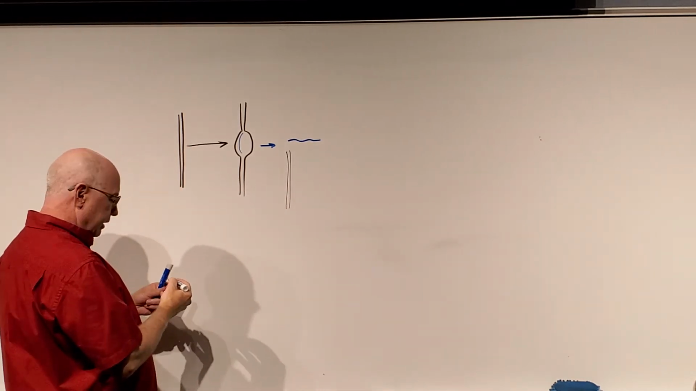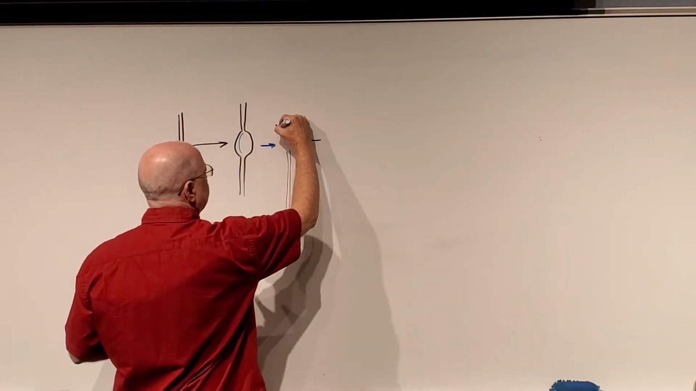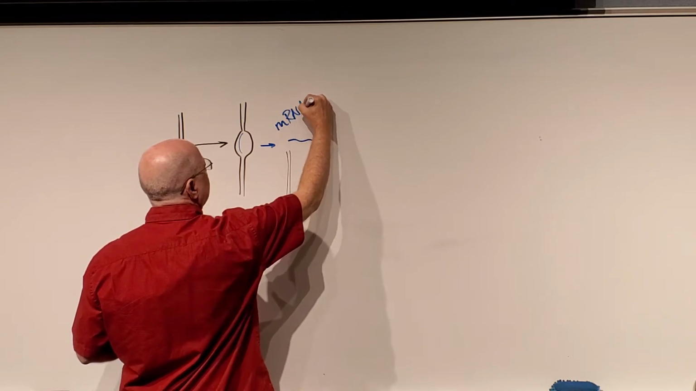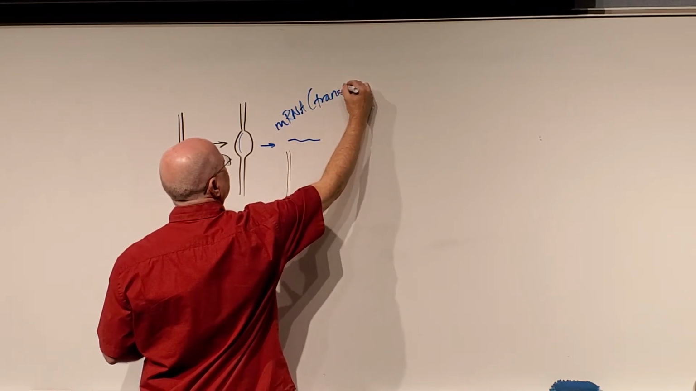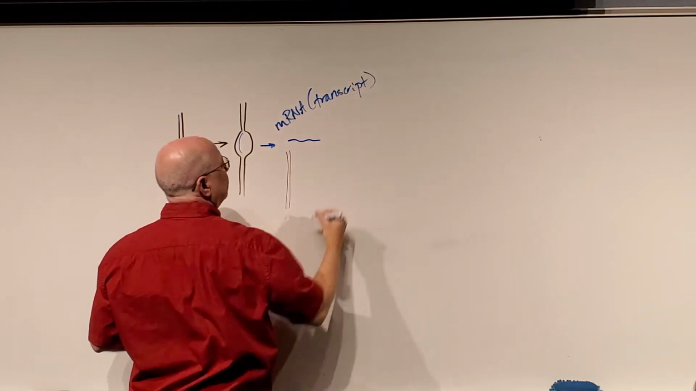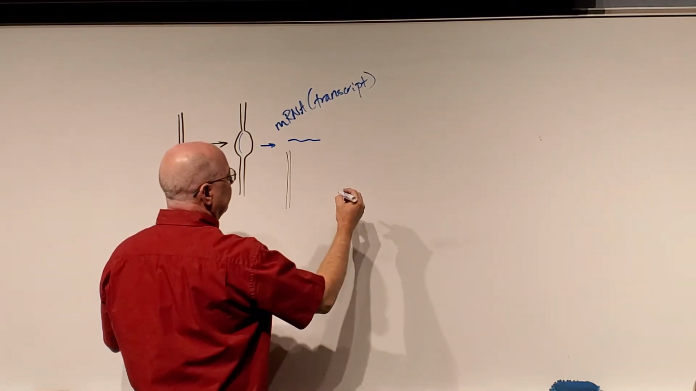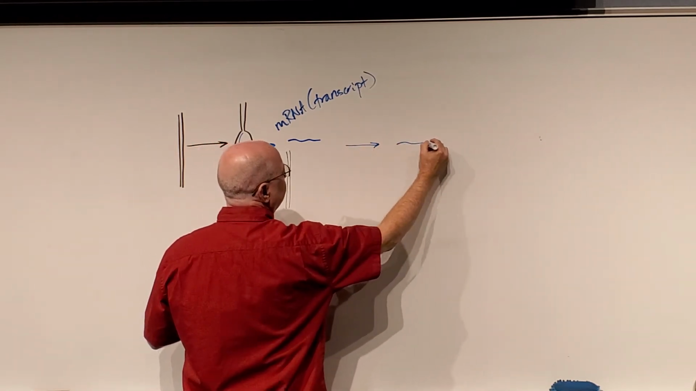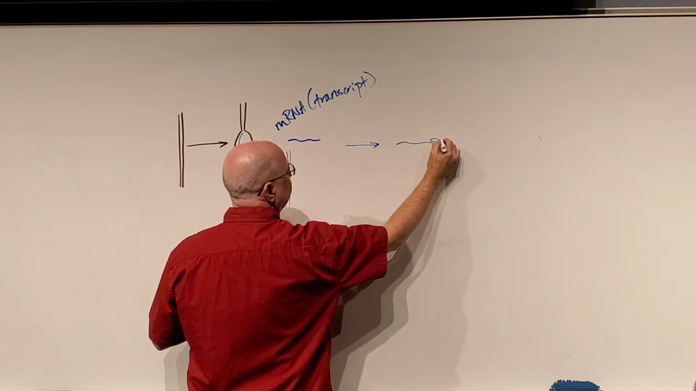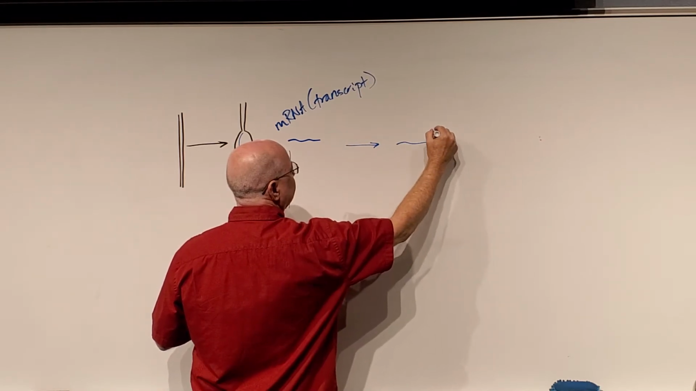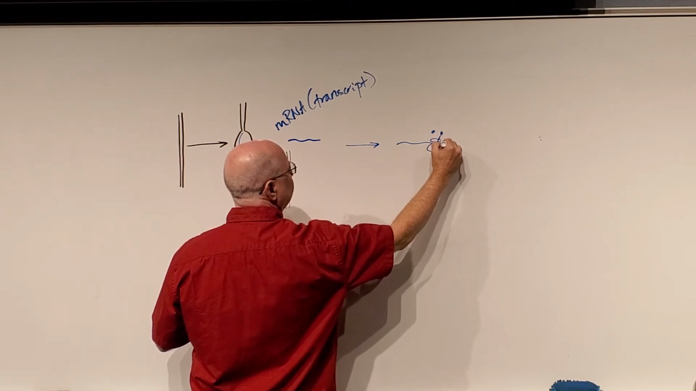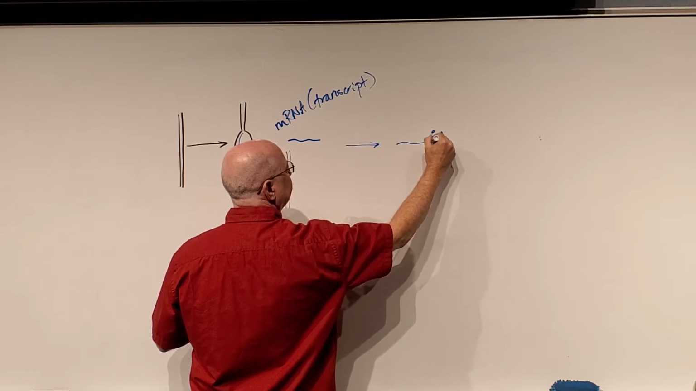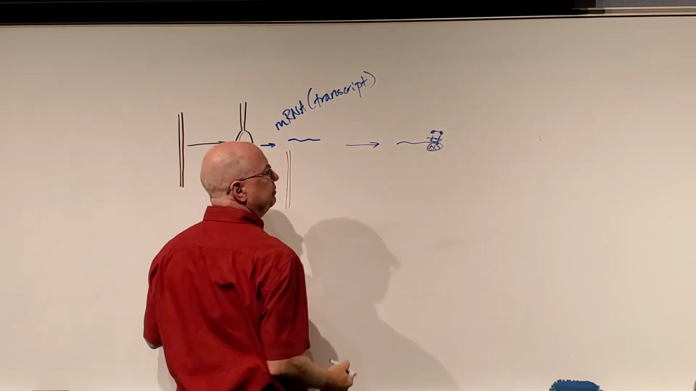Okay? Now the mRNA, also sometimes called the transcript, the process is called transcription. The mRNA then goes to the ribosome, and as the ribosome begins to read the messenger RNA, it starts assembling proteins using molecules called tRNA. As the tRNAs bring in amino acids, they get bound together.